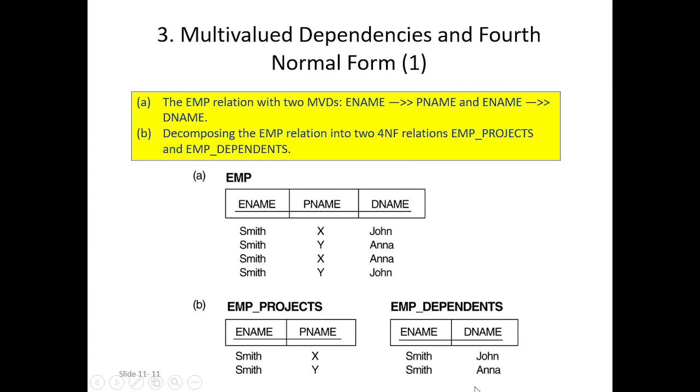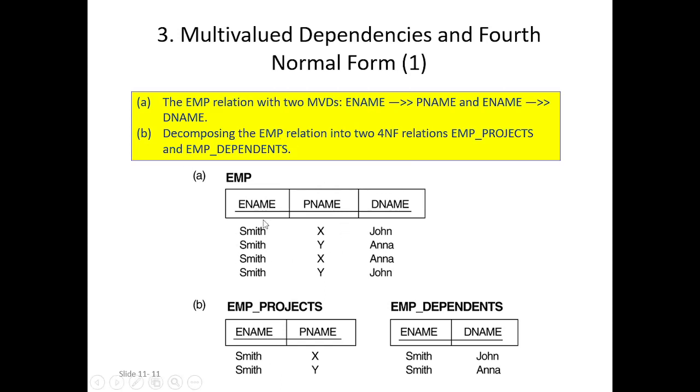Okay, so now we have two relations from this employee relation, and it is now in fourth normal form because we have eliminated this multi-value dependency. And we can say that if we have only two attributes in that relation, then we don't think about this multi-value dependency.